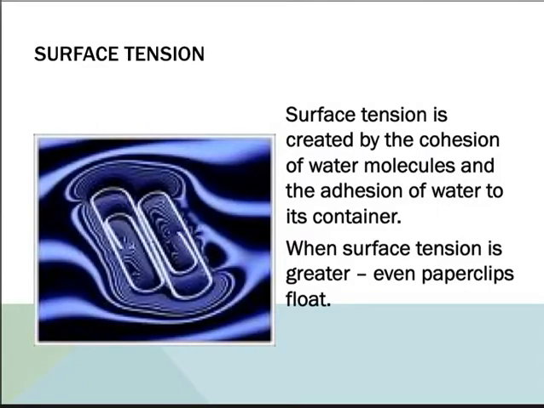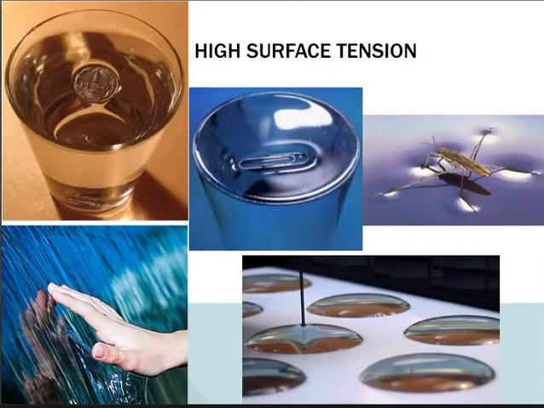Surface tension is created by the cohesion of water molecules and the adhesion of water to its container. So the water is holding itself together, and then it's holding itself to that container. So when the surface tension is great, even paper clips can float on the top of water. And that is what allows these bugs over here to walk on water. Now they also have some adaptations in their body style, in that they're really light and they have tiny feet that they can spread out to distribute their weight. But the surface tension is high enough for these bugs to actually walk on water.